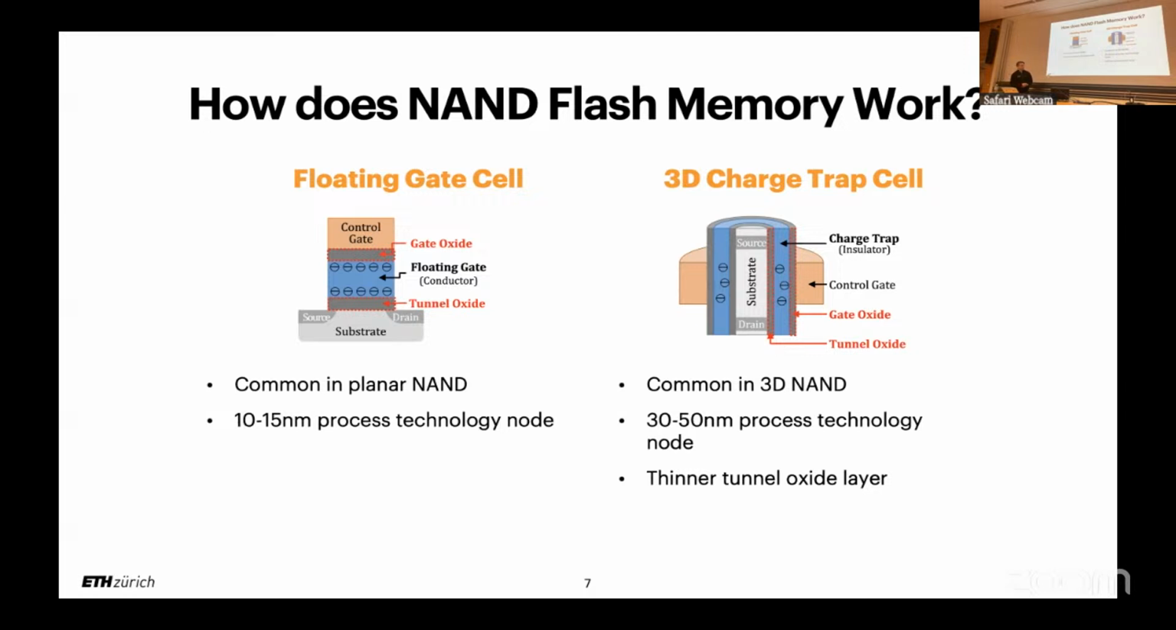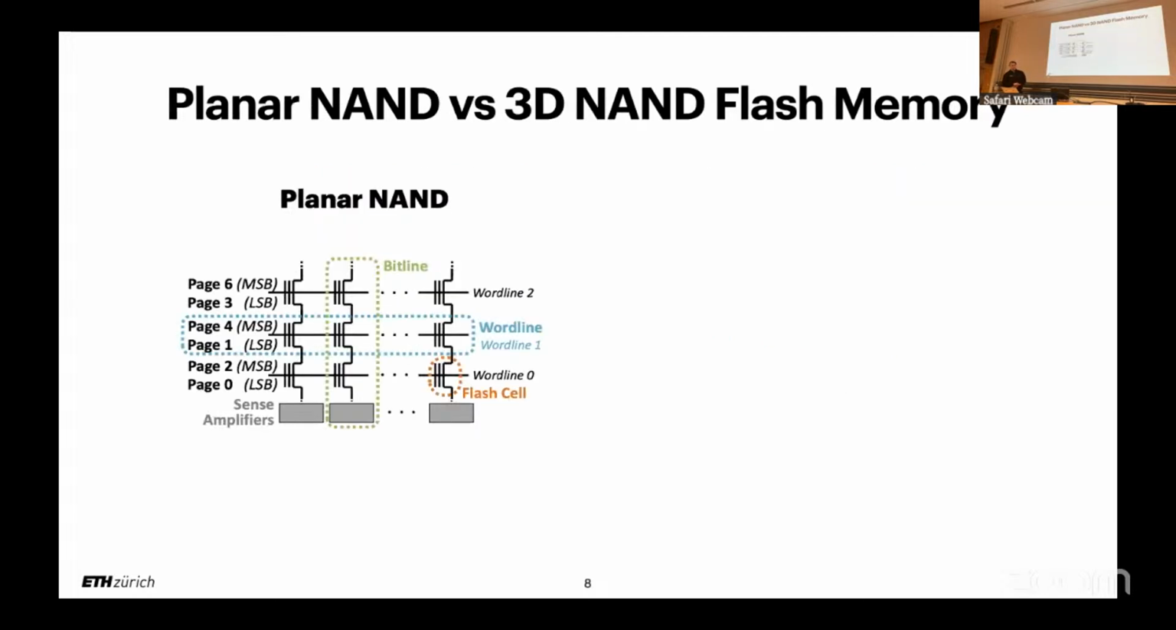Noteworthy is that even though the process technology node is larger, the tunnel oxide layer, so these gray layers, are still thinner in this design. So let's quickly look at the structure. For planar NAND, we can see vertically is the bit line, and then horizontally we have the word line. Noteworthy is that the word line holds the most significant bit page and least significant page. This will be important later.